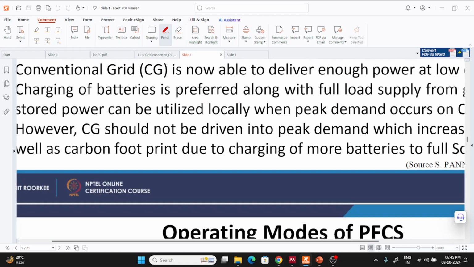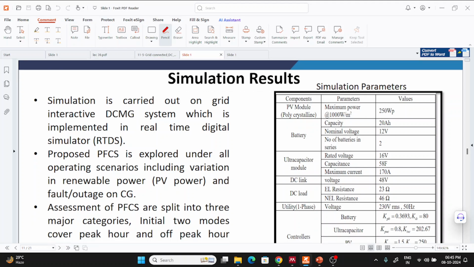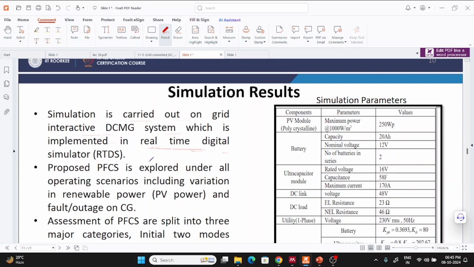Now I would like to show you simulation results. This simulation is carried out on a grid interactive DCMG system, which is implemented in a real time digital simulator. We built a model, carried it out in simulation software, which is a real time digital simulator, and implemented the FPSC that we explored.